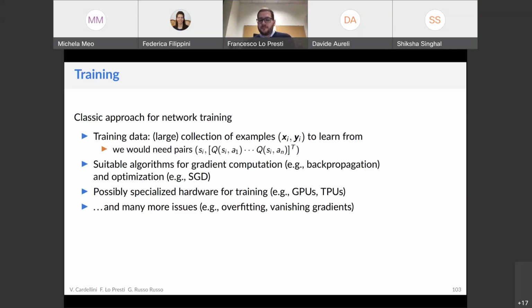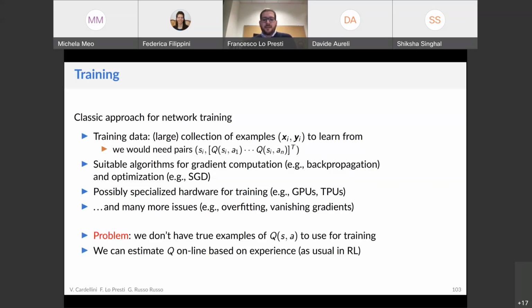Then we can pick from the literature algorithms for gradient computation, for example, backpropagation, and parameter optimization, for example, stochastic gradient descent. We may use specialized hardware for efficient training, for instance, GPUs and TPUs, and we may want to pay attention to many more issues, such as avoiding overfitting, possibly vanishing gradients, and so on. These kinds of issues are out of the scope of this tutorial, but in general, we can think of having a training dataset and being able to train the network with those data.